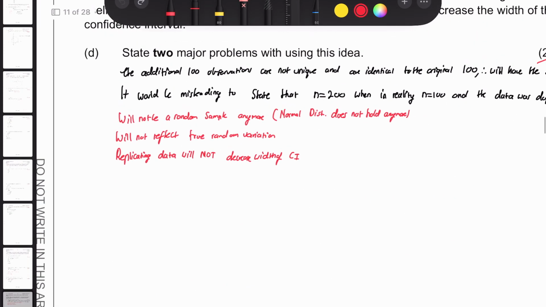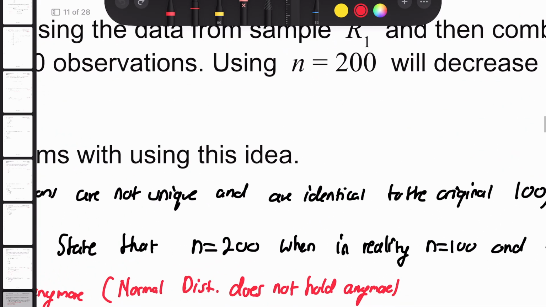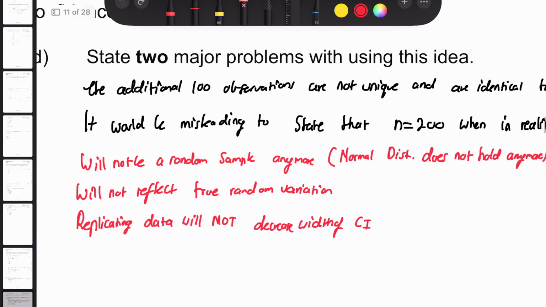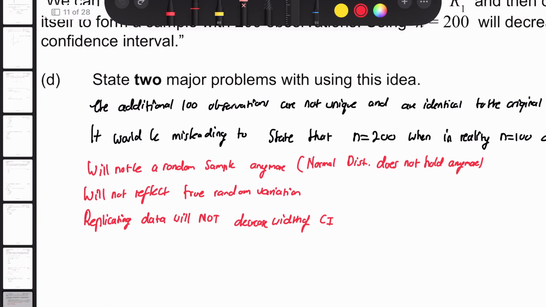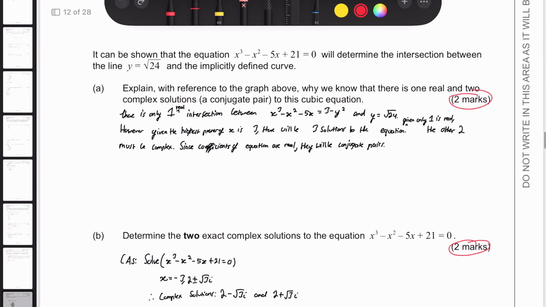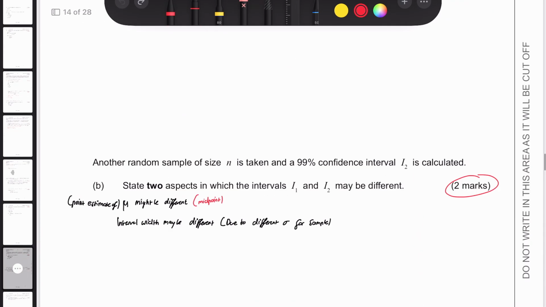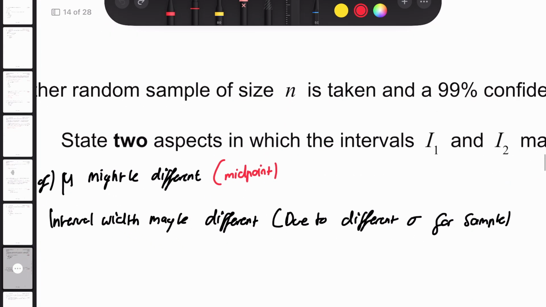And then I lost 1 mark here because I said have the same mu because it's identical. But then you had to say another point, where it was like not a random sample anymore, so then you can't use normal distribution. You can say it won't reflect the true variation in the sample, and then apparently replicating the data will not decrease the width of the confidence interval, which I'm not sure if that's true or not, but yeah. And going down, pretty much just it won't be a confidence interval anymore because it won't be random.